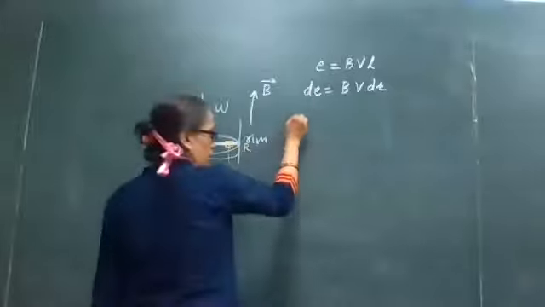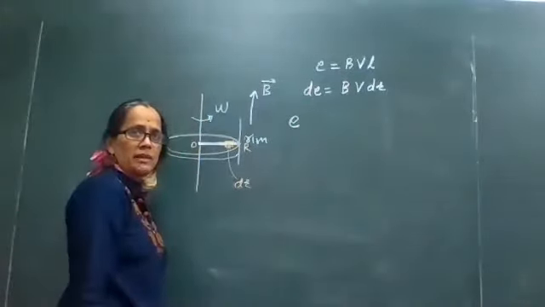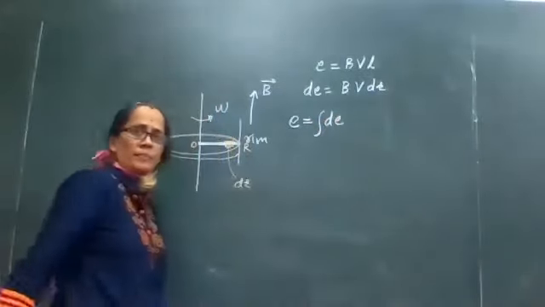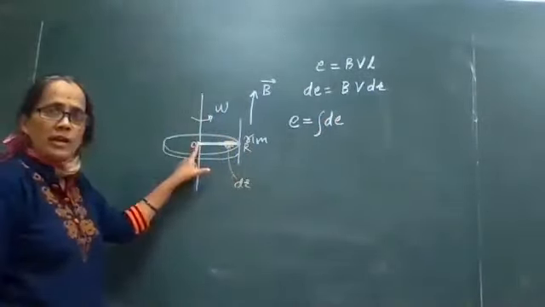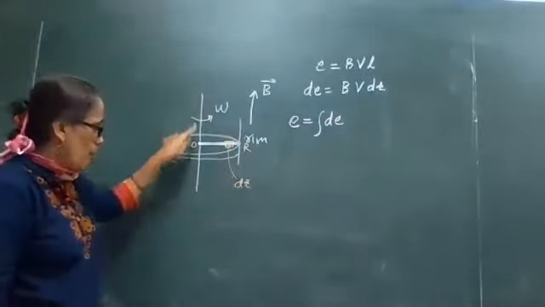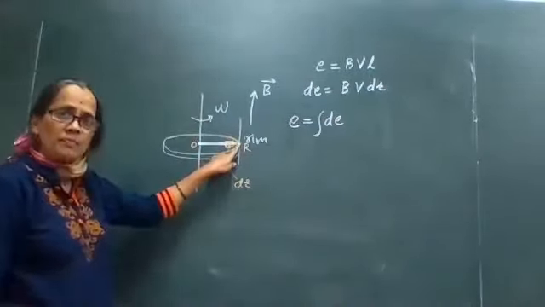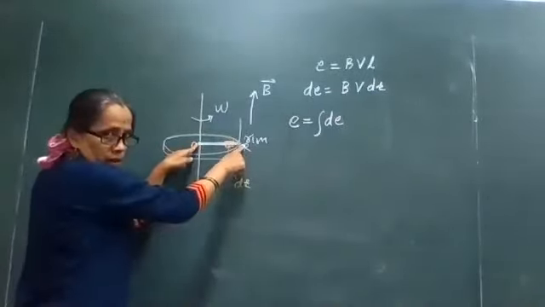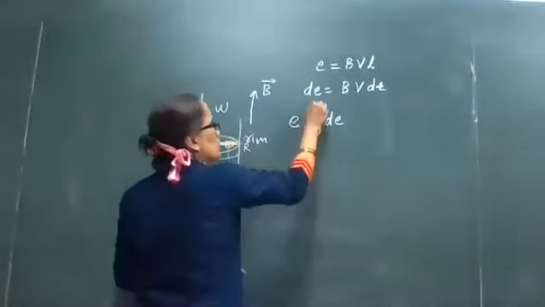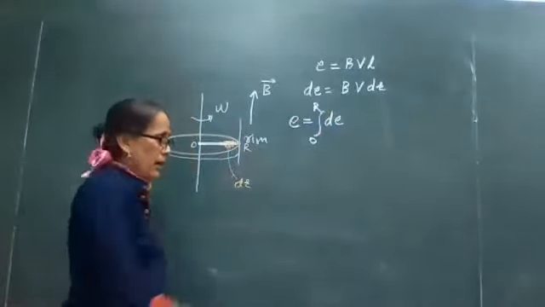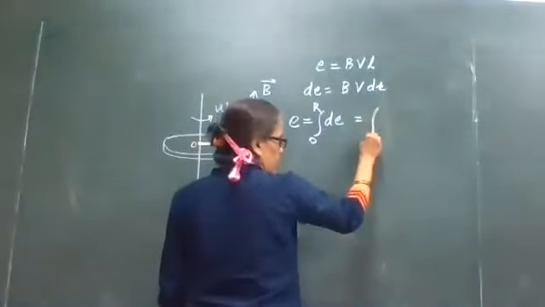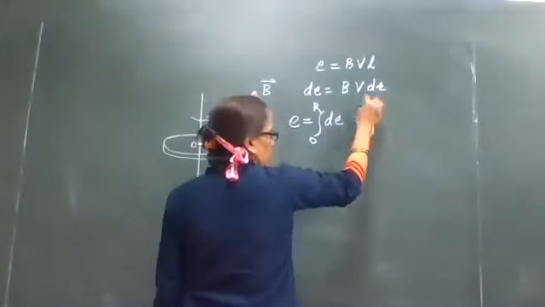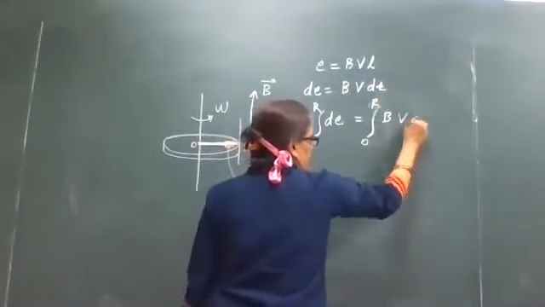Now if I want to calculate the total EMF, I have to take the integration. So total EMF is nothing but the integration of dE. And what is the limit of integration? In between where you have to find it? From the axis of the disc up till the rim. So the axis will be passing through the center and the rim will be at a distance of R. Since your integration limits are from 0 to capital R, I put the value of dE, which is nothing but B v dr.